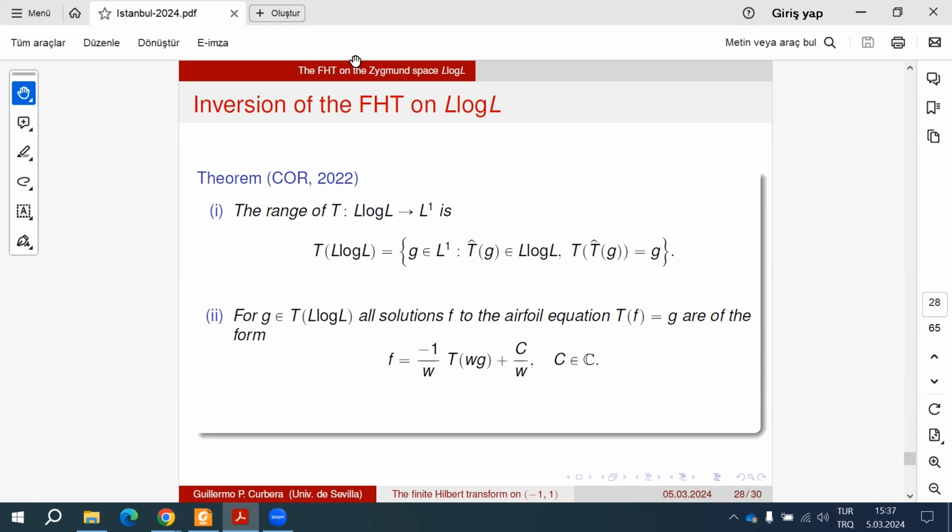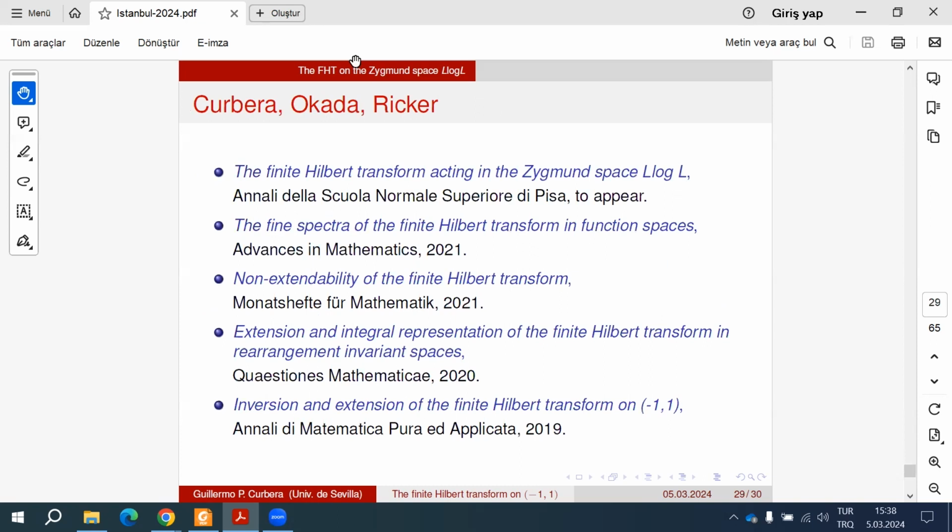The expression remains the same, applied to a different class. The problem of this result is that the class is not independently identified. That is the problem. At least we are able to see that L log L squared, which is a big space inside here, so for every function here, we do have a solution. So this is not a full inversion theorem, but it's a first attempt and rather neat.